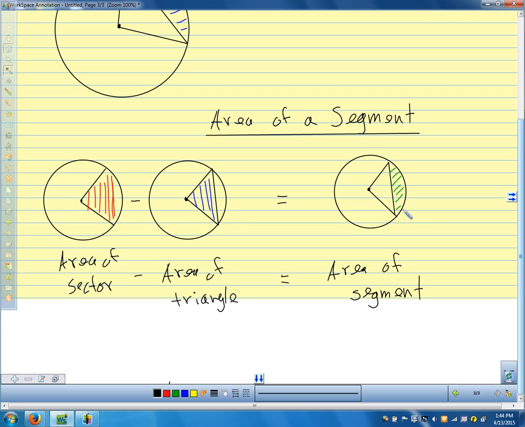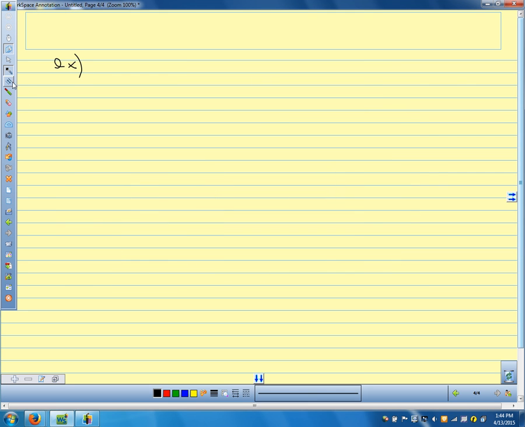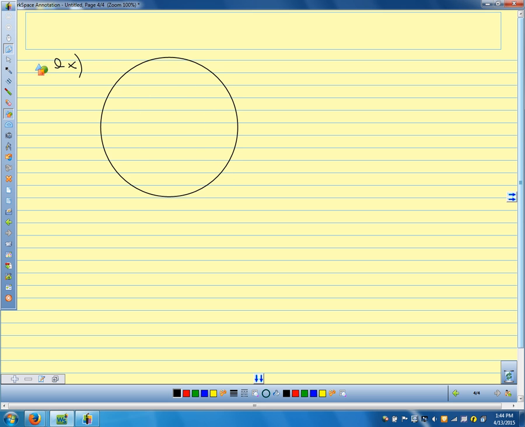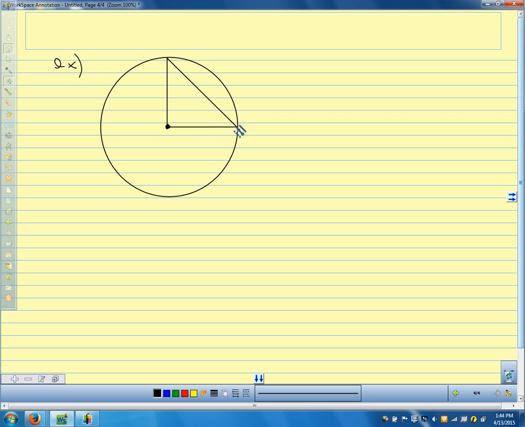Okay, let's do a couple of calculations. Start off with an easy one. So here's our circle. And you'll find a lot in math that you turn problems, if you can, into problems that have to do with circles, because circles are nice and friendly. And then often you'll turn problems that have to do with circles into problems that have to do with triangles. So we want to find the area of this segment.